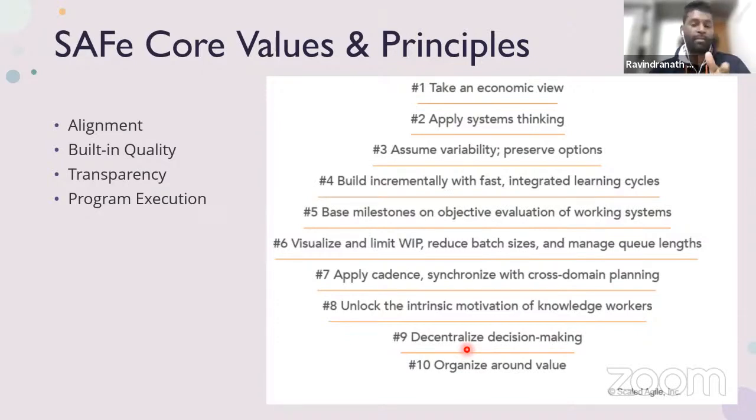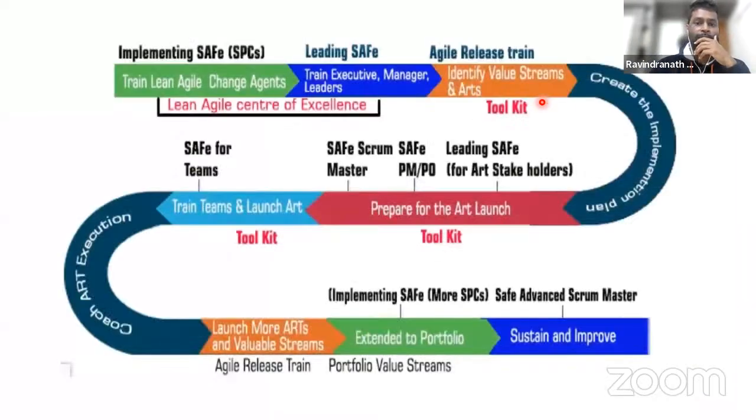Unless you have the team effort, unless all these 10 principles are in sync. See, even taking an economic view to keep at the first place has its own value. There is a reason for it. Everything has a reason. How do I do that? I'm interested in SAFe. I want to do it. How do I do it?